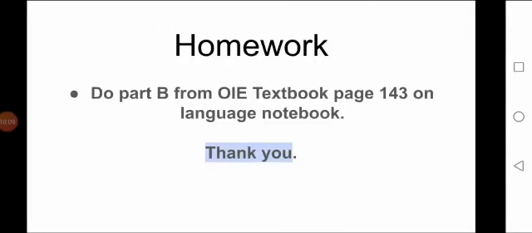Next is homework. Do part B from the textbook, page number 143, in your language notebook. Only this part you will do in your language notebook; all the other parts will be done in the book. So this was our today's lesson. Thank you so much.